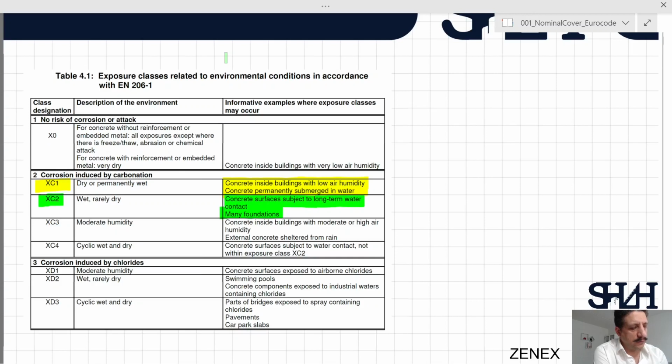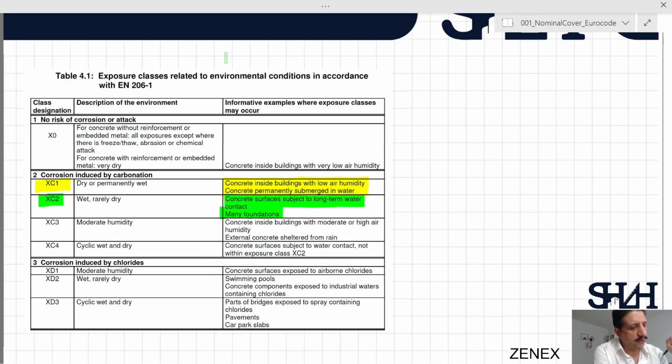XC3, moderate humidity: concrete inside buildings with moderate or high air humidity, and external concrete sheltered from rain. And XC4, cyclic wet and dry: concrete surfaces subject to water contact, but not in exposure class XC2. Usually the exposure class needs to be agreed by the customer or the client for the project.